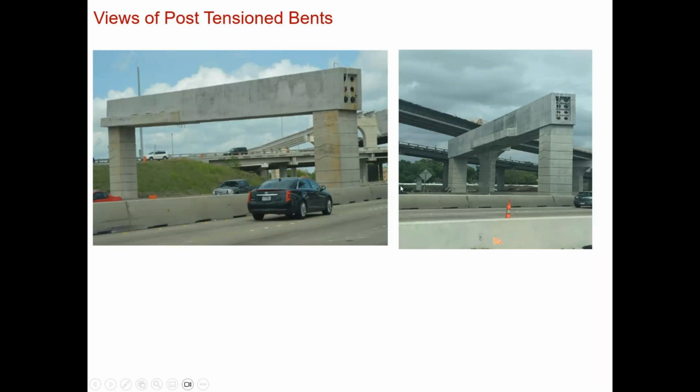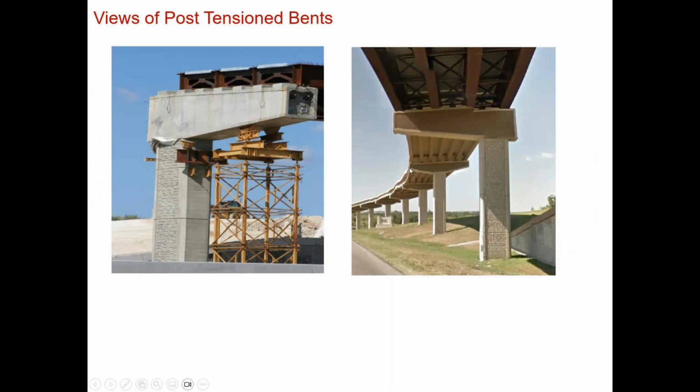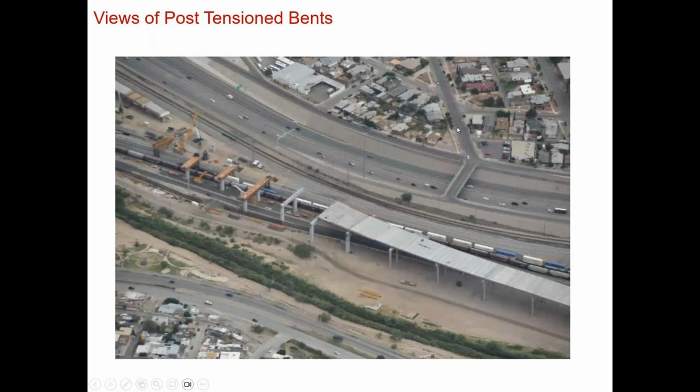These are examples of bents on two columns. Also, post-tension bents can be this cantilever shape as well. We call them C-shaped bents or eccentric bents. And this is also one other shape of those bents as well.